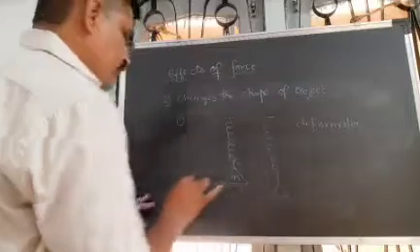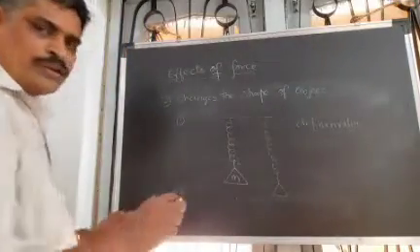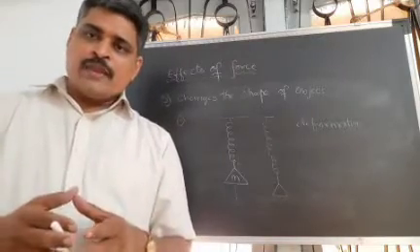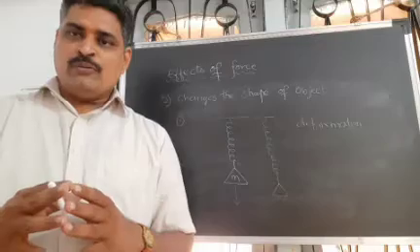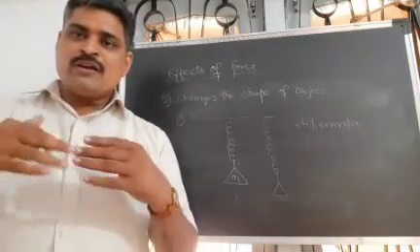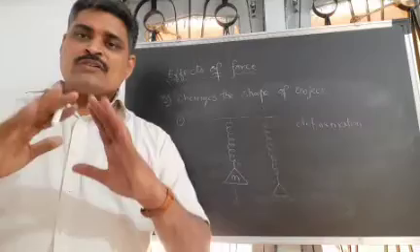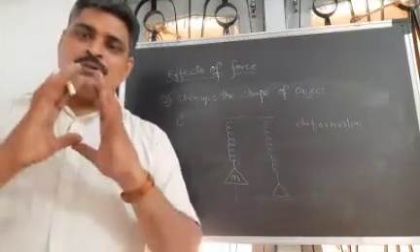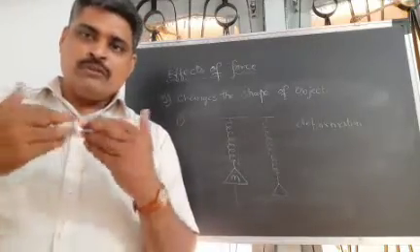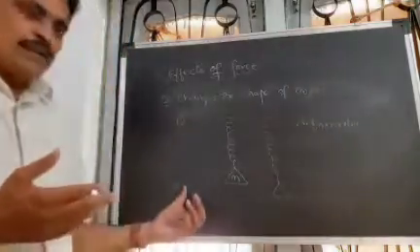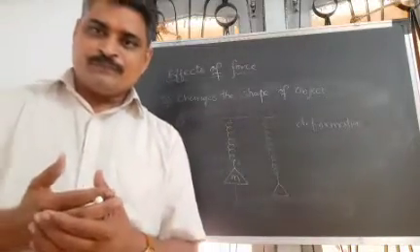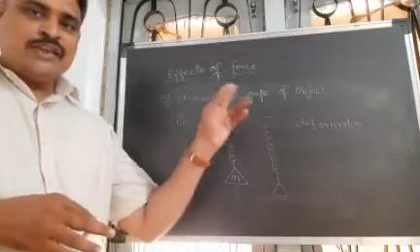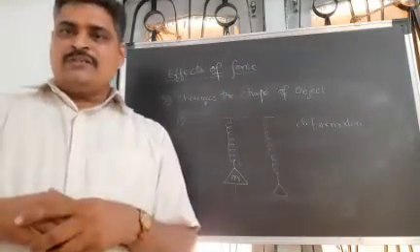Second example, if you take a balloon, normally the balloon is very thin. It is made up of thin rubber, and if you blow air into the balloon, blowing air means you are applying force, and this force causes the shape of the balloon to change. The balloon bulges, or is blown up, and here the shape of the balloon changes. So that is how we can say that when a force is applied, it will change the shape of the object.